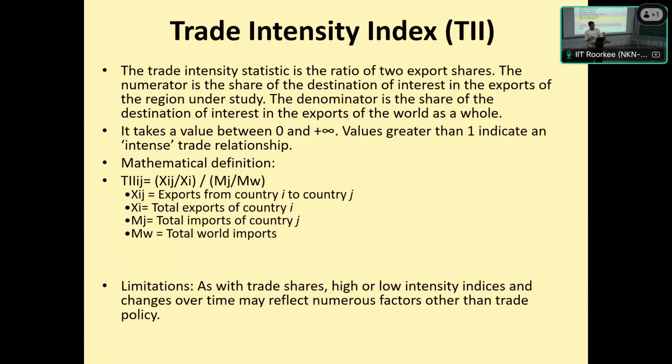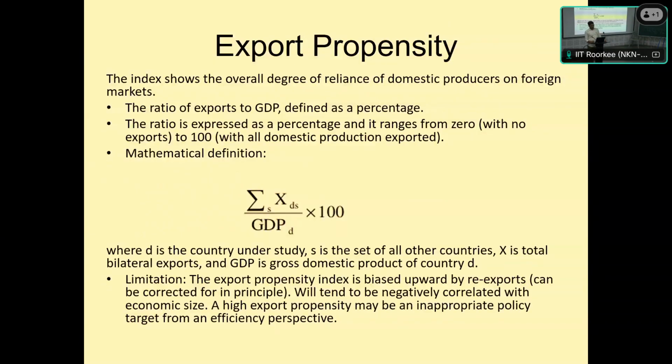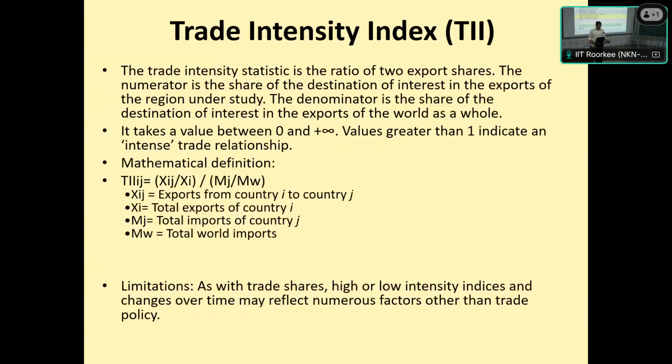Then we'll discuss the trade intensity index. One is, as said, trade propensity. The second one is intensity, how intense it is, starting from its export. Don't confuse this with revealed comparative advantage. I'll start with revealed comparative advantage first, then we can go through this.